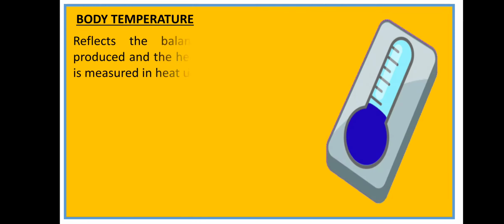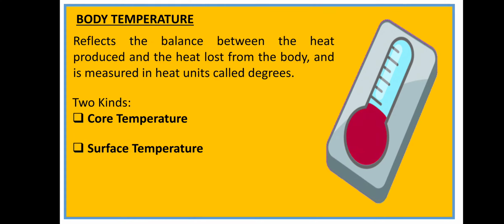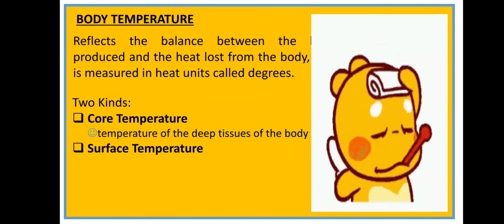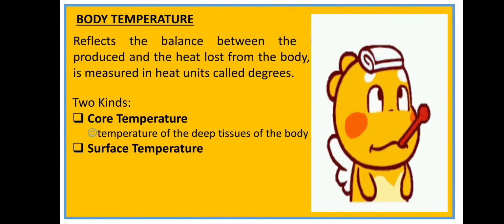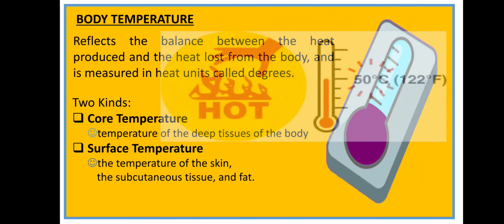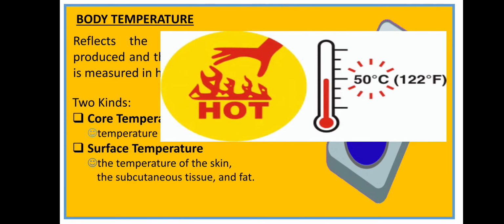Okay. So, for the body temperature, this reflects the balance between the heat produced and heat lost from the body, and it is measured in heat units called degrees. So there are two kinds, the core temperature and the surface temperature. Pag sabihin natin core temperature, this is the temperature of deep tissues of the body, and the surface is the temperature of the skin, the subcutaneous tissue, and the fat.